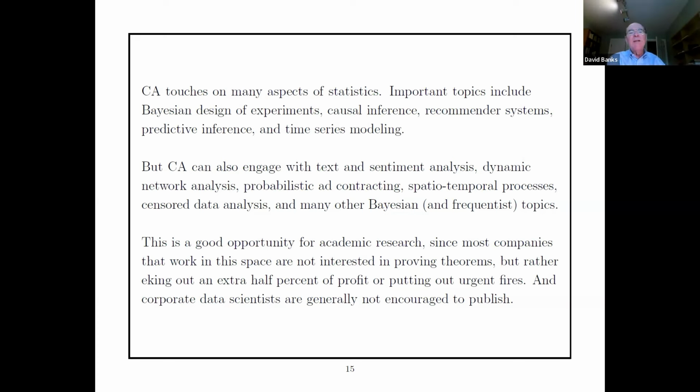Computational advertising also engages with text and sentiment analysis, dynamic network analysis, probabilistic ad contracting, spatiotemporal processes, sensor data analysis, and many other topics. Text and sentiment analysis, I think, is fairly obvious. If you're advertising for McDonald's hamburgers, you might find a website that has a lot of keywords like hamburgers and so forth on it. But if it's a PETA website, then sentiment analysis will probably tell you that that's not a good place to put ads for McDonald's.